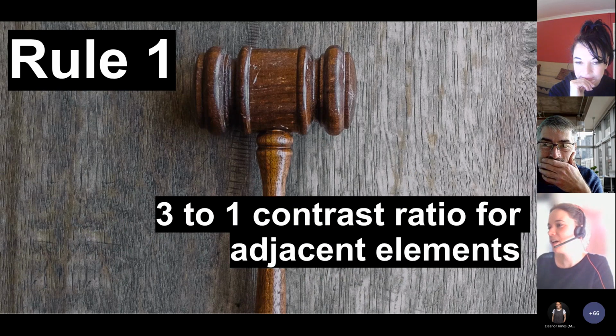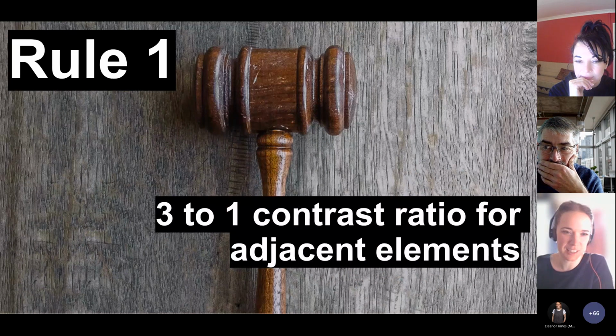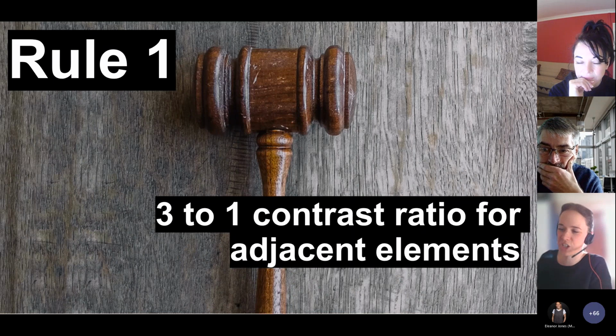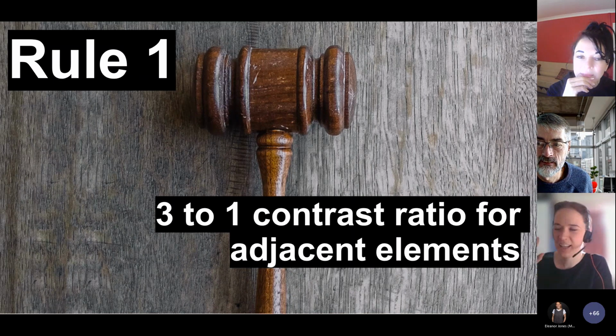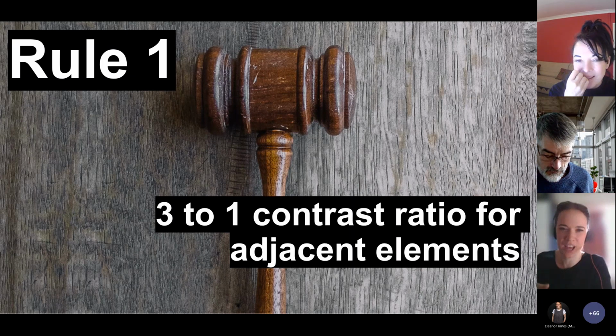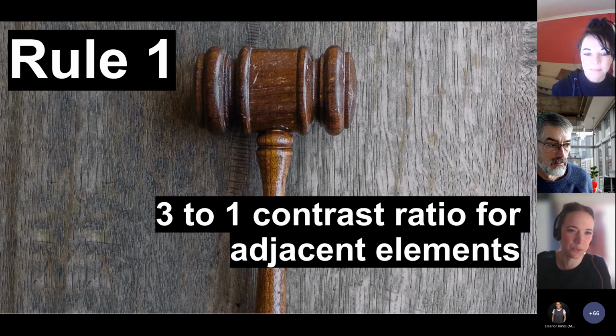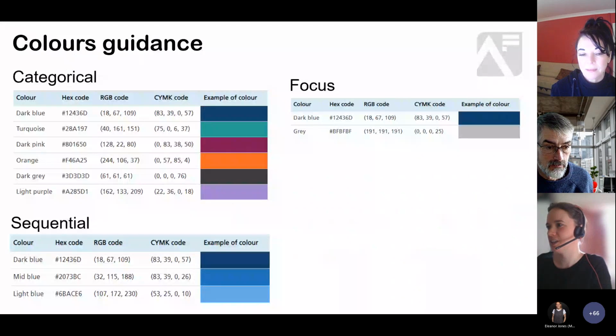So the first sort of rule to stick to, and these do get much more complicated, this is the basic rules. First rule to stick to is a 3:1 contrast ratio for adjacent elements. So you take a measure of luminance of one color, a measure of luminance of another one, and you put the hex codes in this online calculator and it tells you whether it meets the required level of contrast. So that's the first rule. So let's have a little look at that.